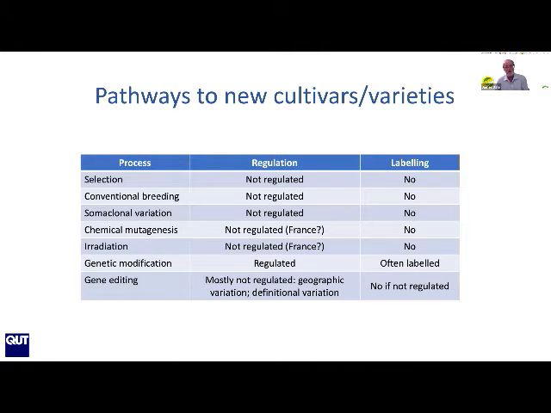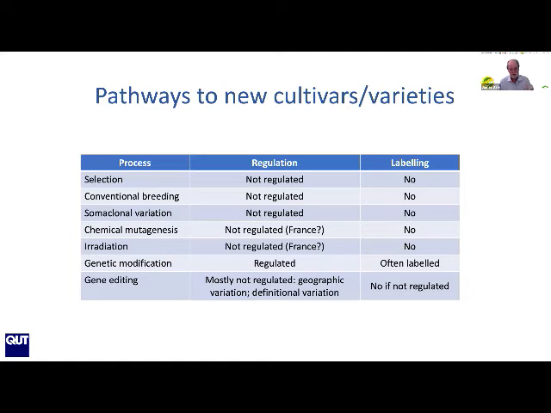Now, when we develop new cultivars, new varieties, there's various pathways. So selection, conventional breeding, and somaclonal variation is not regulated at all, and is not required in labelling. Chemical mutagenesis or irradiation is usually not regulated and is usually not labelled. Quite recently, however, in France, the courts recognise chemical mutagenesis and irradiation as really a form of genetic modification.